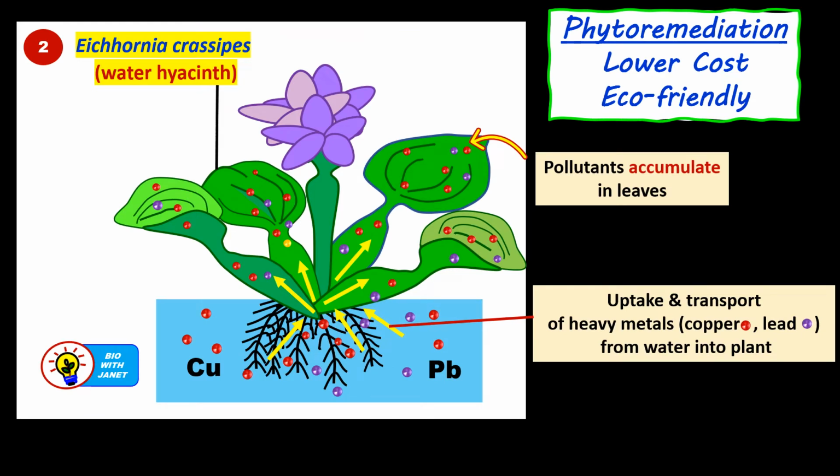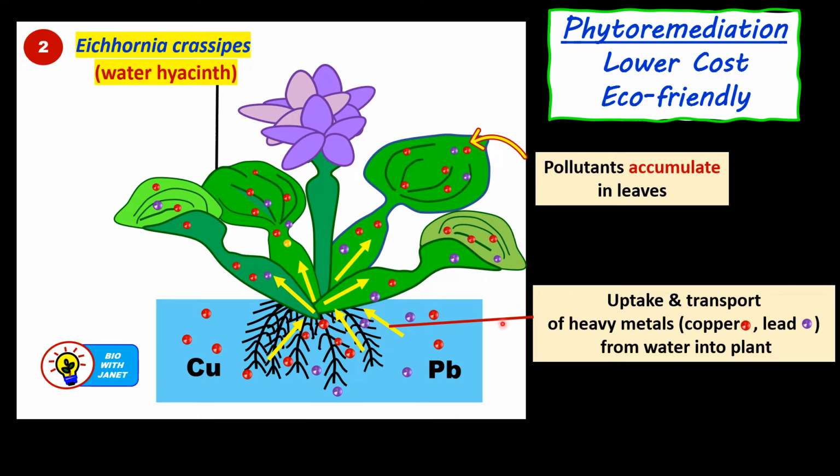So in this picture, we see the use of Eichhornia crassipes, or water hyacinth, in phytoremediation. This process of phytoremediation involves lower cost, as no chemicals are used, only plants are used to carry out the process of phytoremediation, or the extraction of heavy metals from the water. Furthermore, this plant breeds very fast in the rivers.